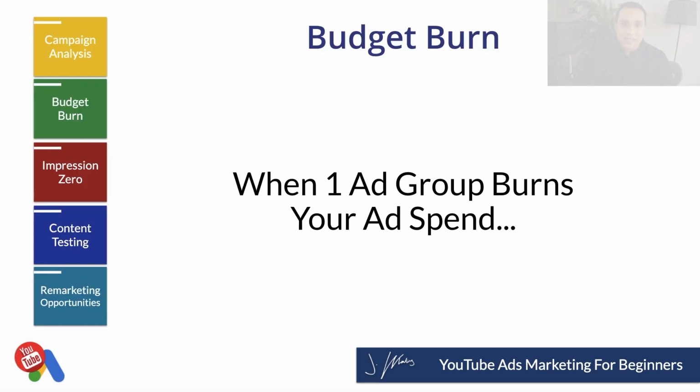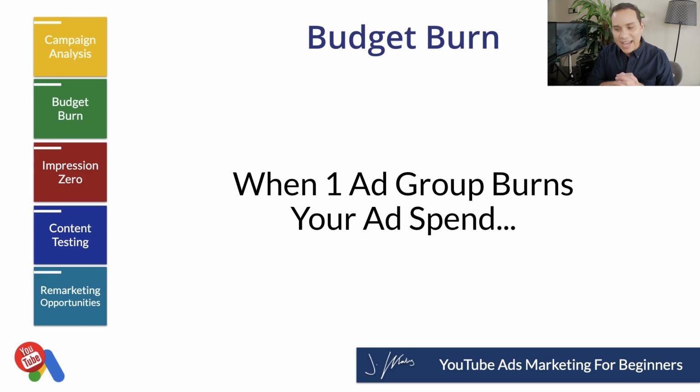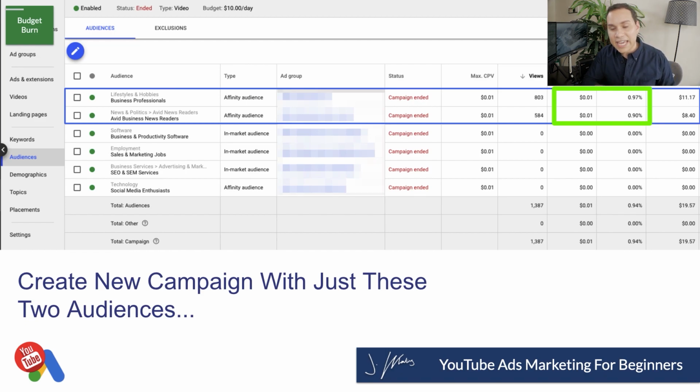Now, this next thing we need to talk about is budget burn. And this is when one or two ad groups just gobble up all of your budget. So here's an example of a campaign where two ad groups just ate up all of the budget. You can see that the other four didn't get any impressions, right? And that's super frustrating when you're trying to figure out which one of these works. So when this happens to you, it doesn't mean that the other ones stink or you shouldn't use them. That's not what's going on here at all.